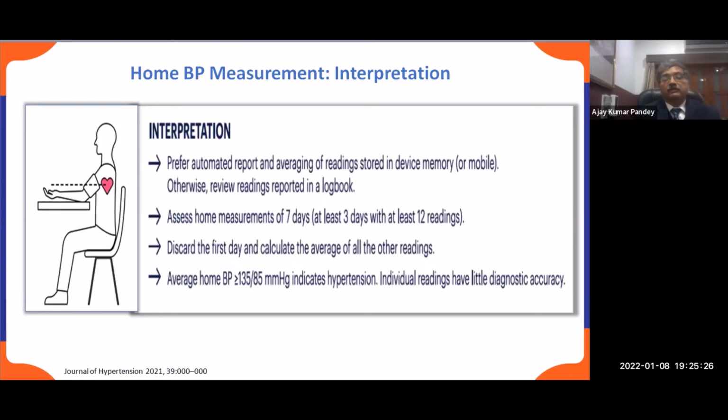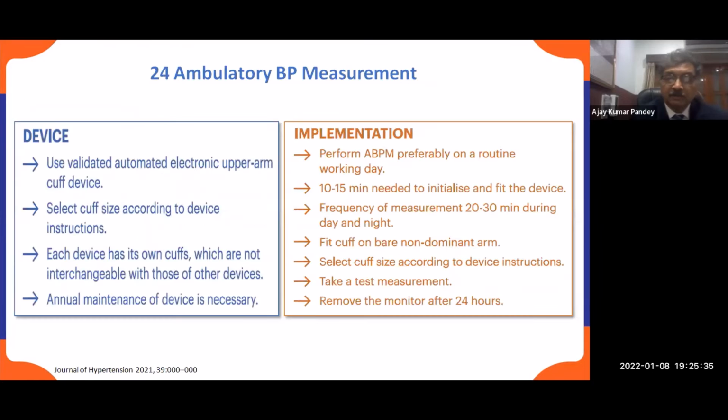Average home BP, if it is more than 135 by 85, then it indicates hypertension, and individual readings have little diagnostic value. So average is more important. And whenever you are using a device, it should be validated. 24-hour ambulatory BP measurement is an important tool, but the device should be validated. Automatic electronic upper arm cuff device.